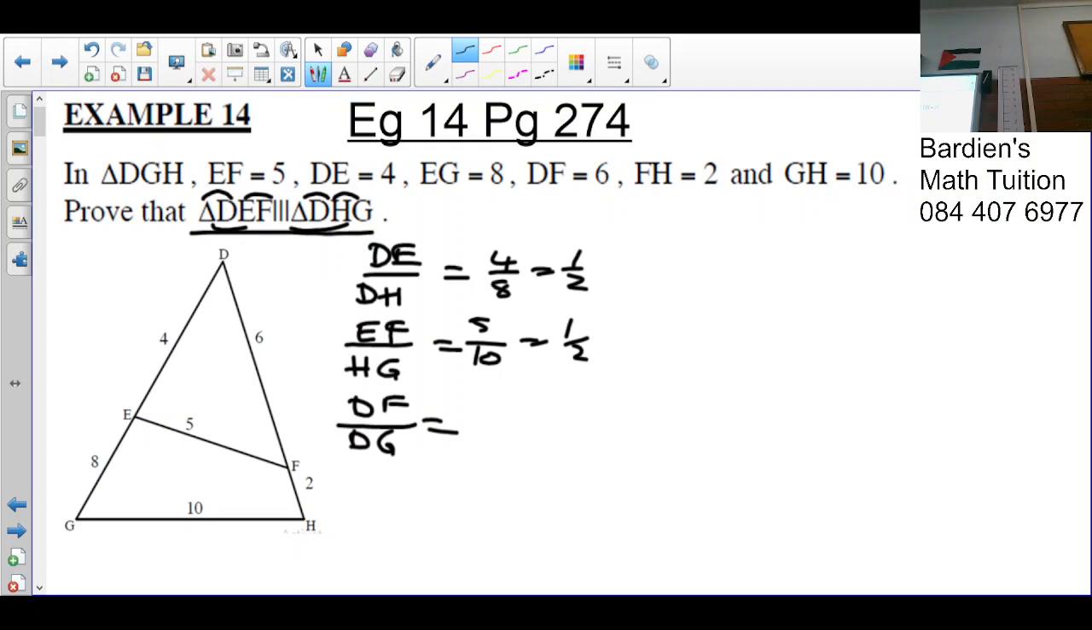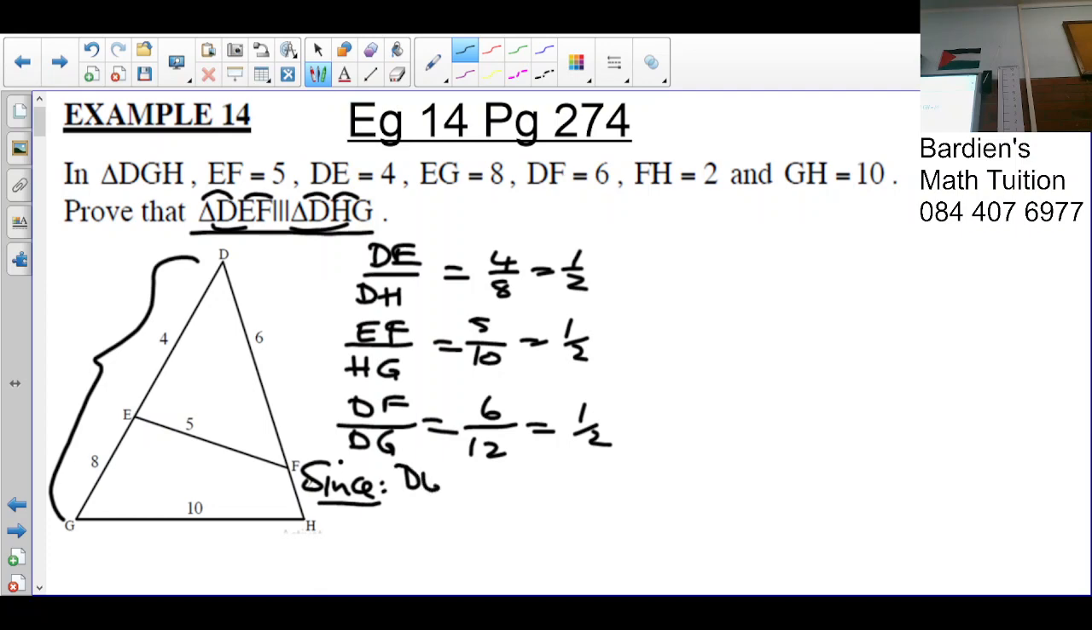DF is 6 over DG, which is this length here, which is 8 and 4 is 12, which is half. We state the obvious, we say since DE over DH is equal to EF over HG equals DF over DG, which is equal to a half. You write the ratio in.